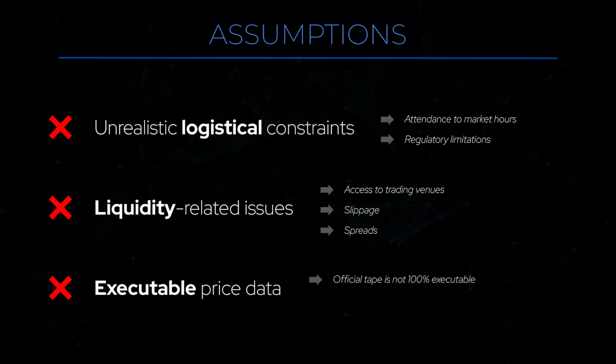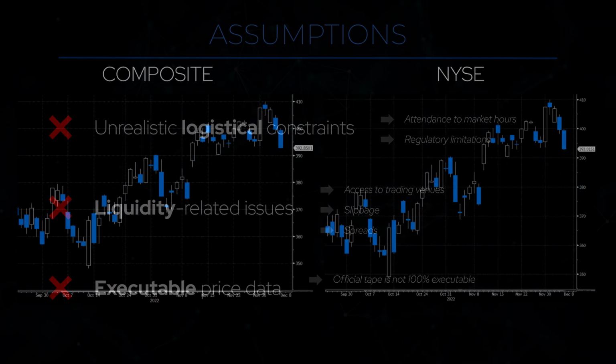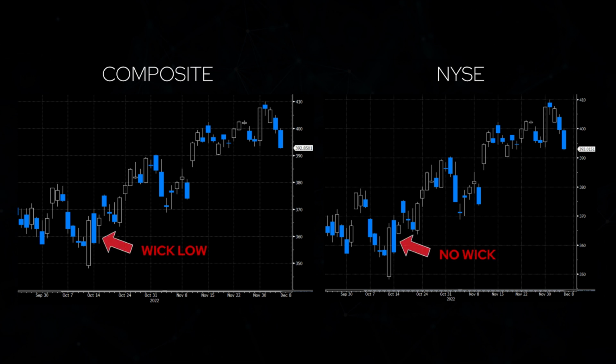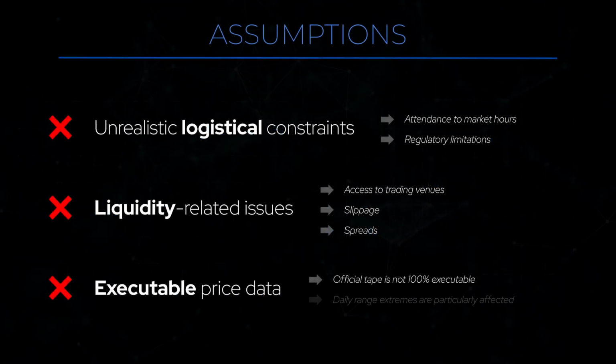Let me show you a real-world illustration in the case of SPY. This is the daily chart. Now look at the composite range for that session, and now look at the New York Stock Exchange only range for that same session. See the difference? That is what I'm talking about.